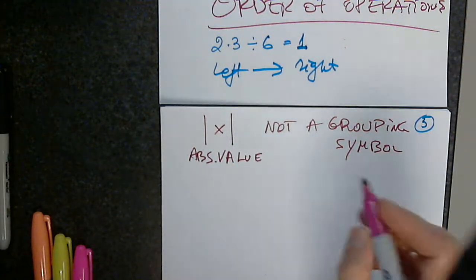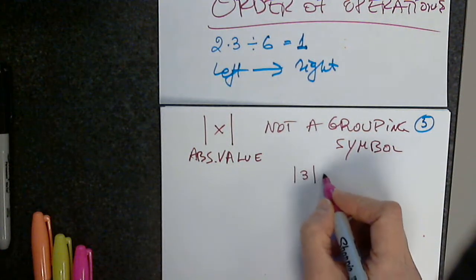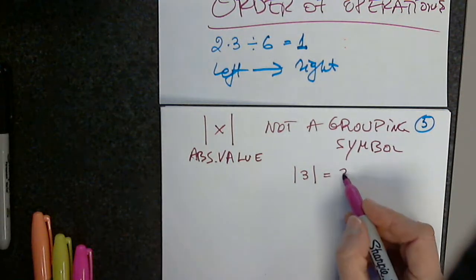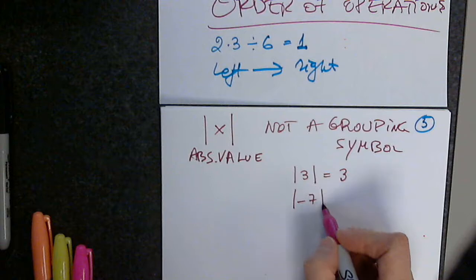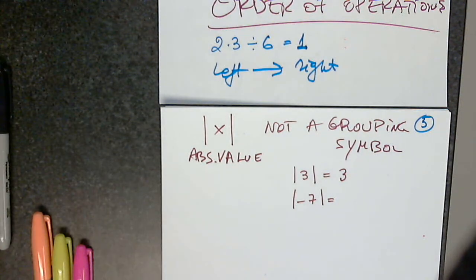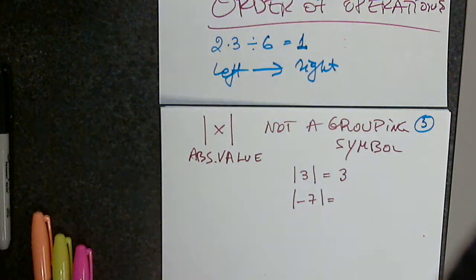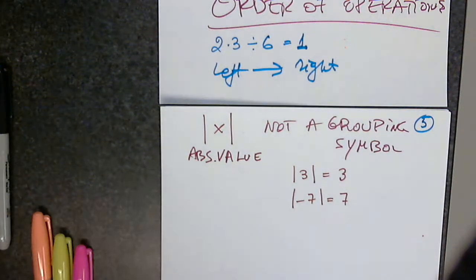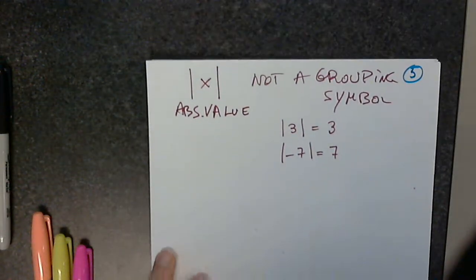So let's say x. The absolute value of 3 is the number of units from 0 to 3, which is 3. The absolute value of -7 is the number of units, the distance between 0 and -7, and the distance is? Yes. The distance is always positive. Good. So now what are grouping symbols?